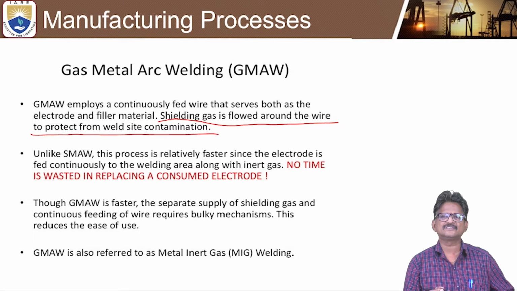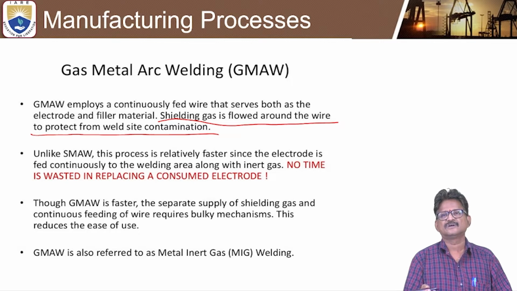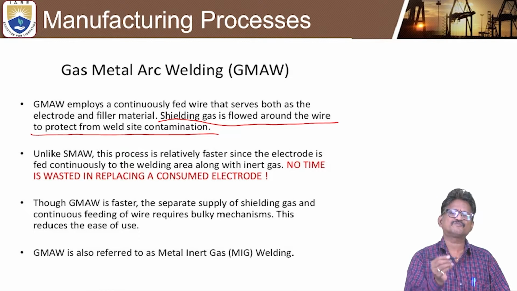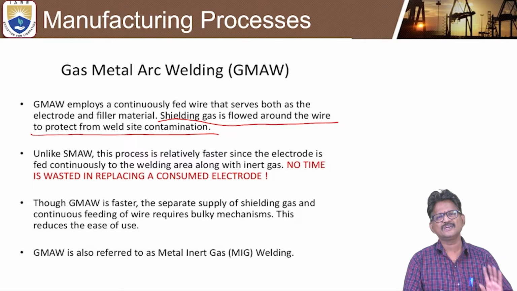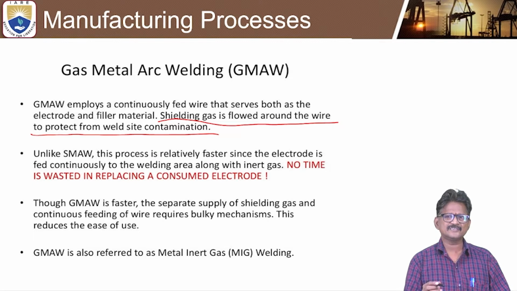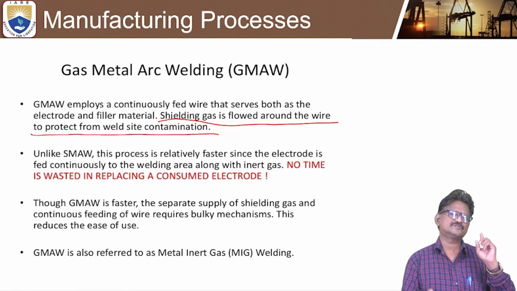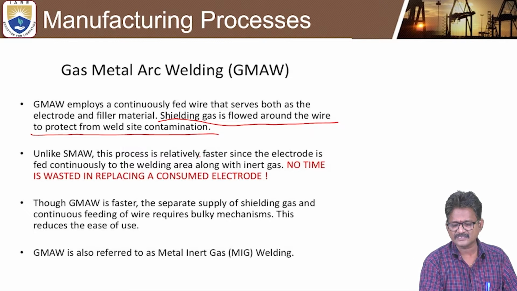To eliminate that, skilled labor is used to perform this welding process. It is different from shielded metal arc welding, let us say it is totally unlike shielded metal arc welding. Why? Because this process is very fast compared to that. The shielded metal arc is a very slow process, and this is much faster. Why?